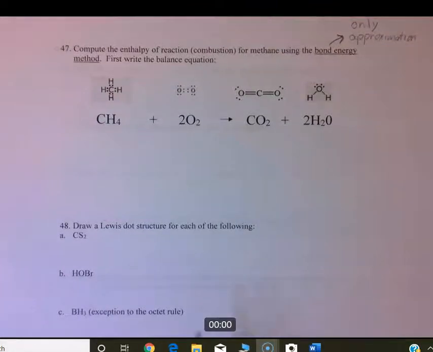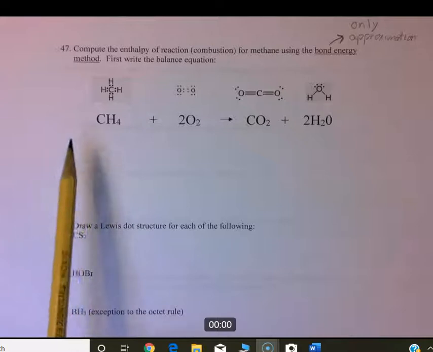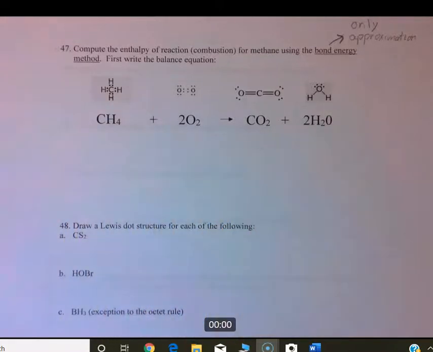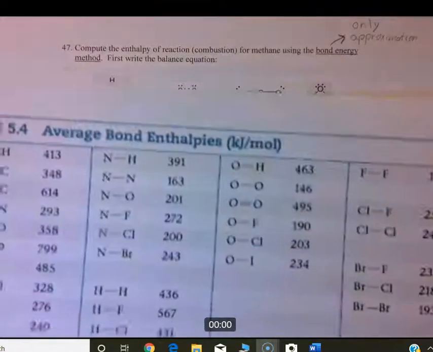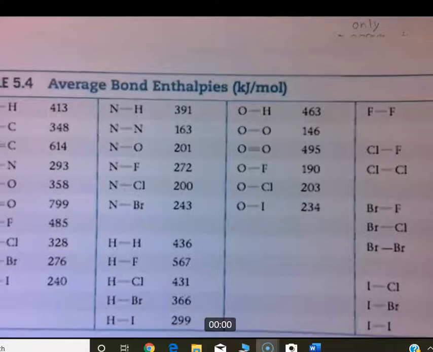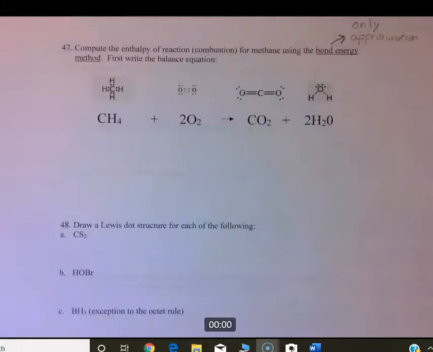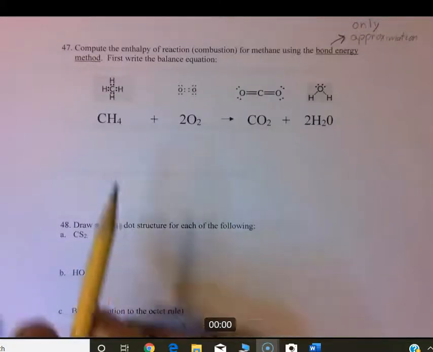Okay, so to do a bond energies problem, first of all, you need to balance the equation, and it is in balance. So what you do is, it's a little bit like the box method for balancing an equation. You're just going to identify how many of each type of bond you have, find the bond energy on the average bond enthalpy sheet, and then simply write it in. So let's just go ahead and do it.